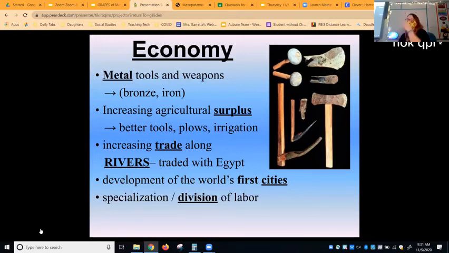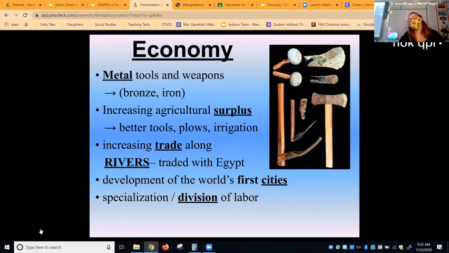Because the land was so fertile and they made so many good inventions related to farming and agriculture, they had this kind of constant increasing surplus of crops and food, which meant that they could also trade that stuff for other stuff that they needed. And they had that surplus because they invented better tools, plows, they invented irrigation. And that surplus of food was really important because people could spend time doing other stuff and inventing other stuff.